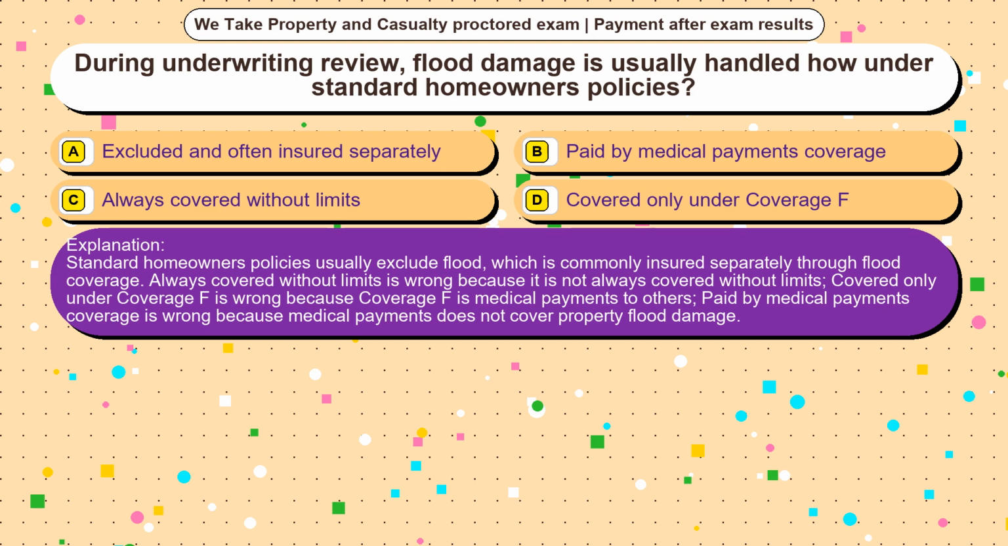Always covered without limits is wrong because it is not always covered without limits. Covered only under coverage F is wrong because coverage F is medical payments to others. Paid by medical payments coverage is wrong because medical payments does not cover property flood damage.